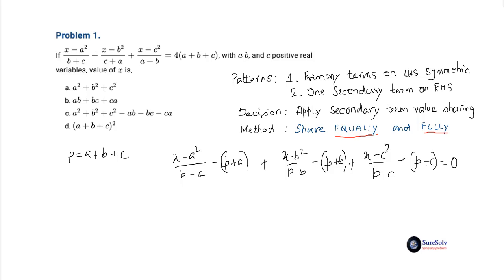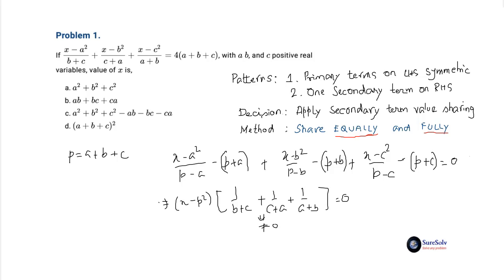We convert back p minus a to b plus c, p minus b to c plus a, and p minus c to a plus b. So the result becomes first factor x minus p square, and the second factor 1 by b plus c plus 1 by c plus a plus 1 by a plus b equal to 0. As a, b and c are all positive real variables, the second factor cannot be 0. This cannot be 0.